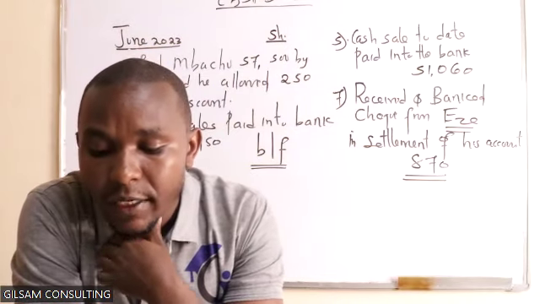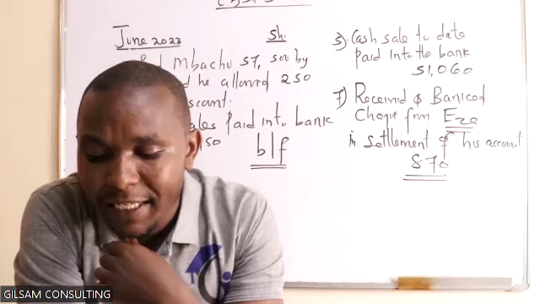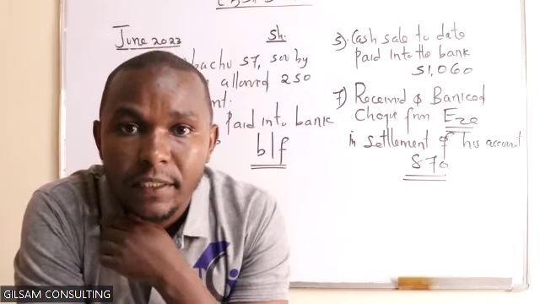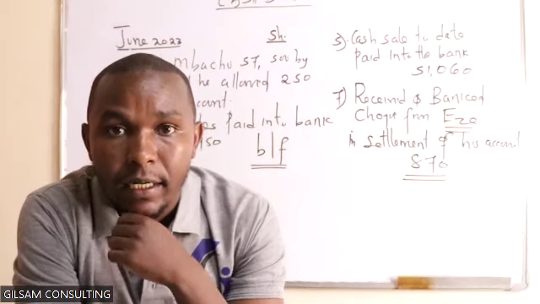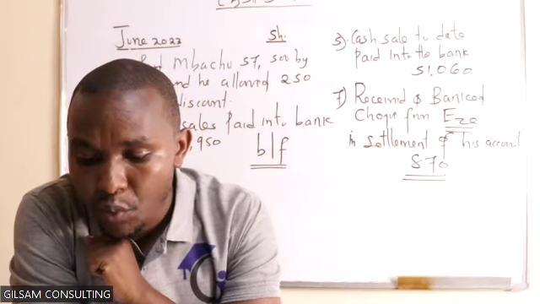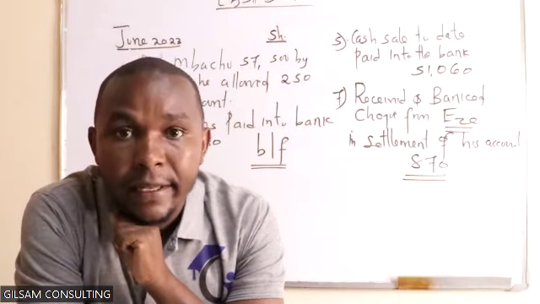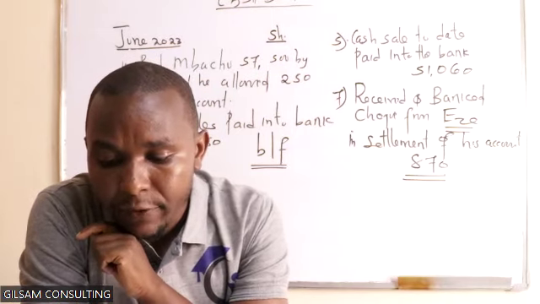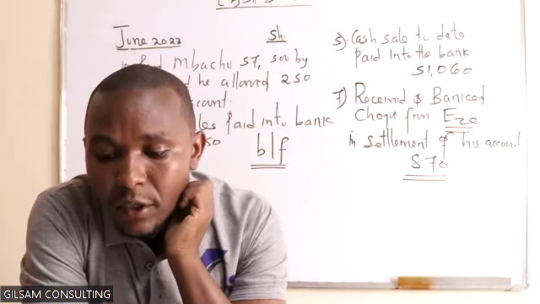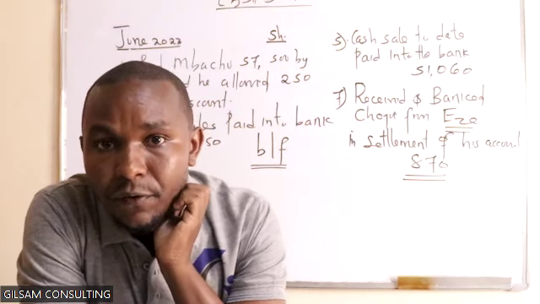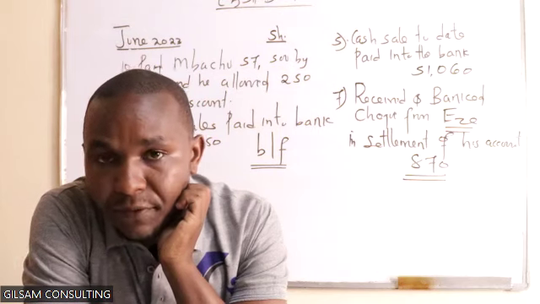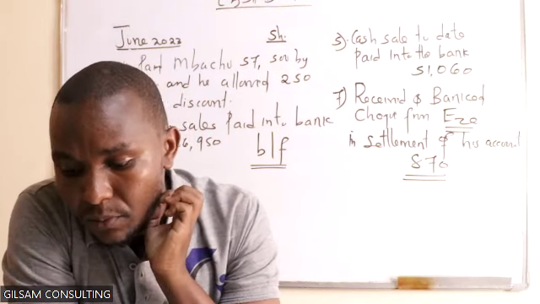Date 3, say cash received from Happiness 200,000. Date 4, purchased goods for cash 150,000.